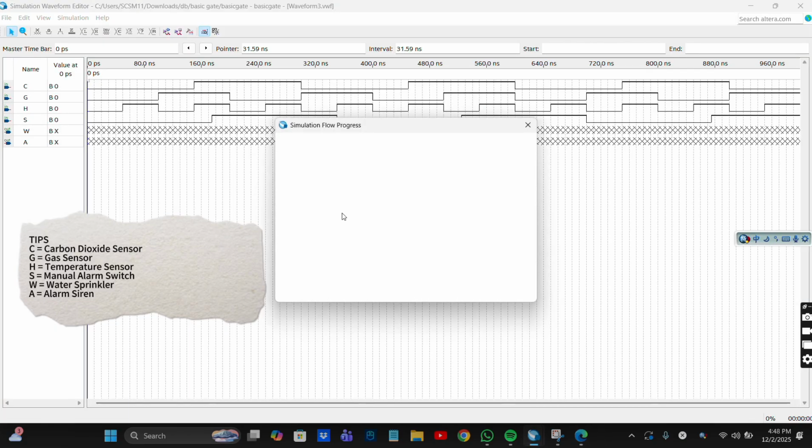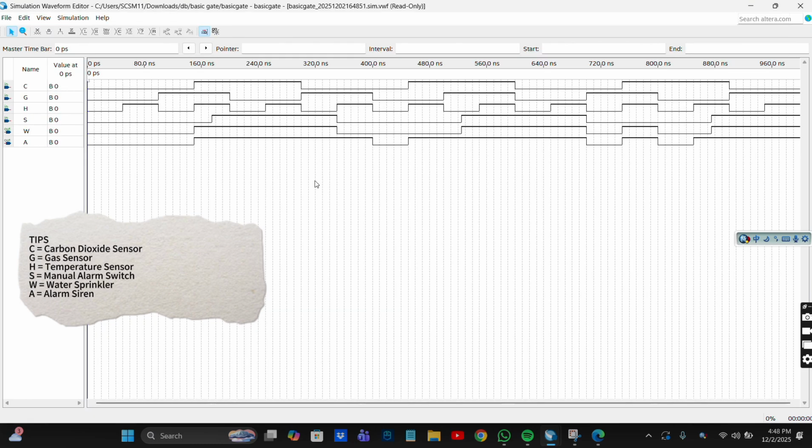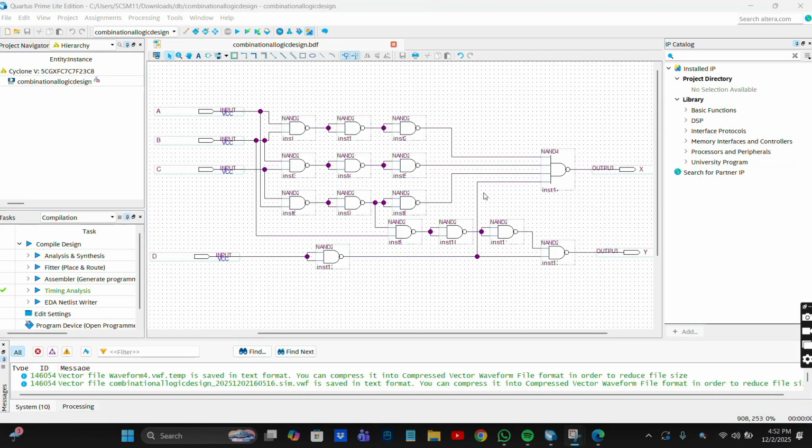As you can see, this is the result for the basic gate simulation. Here I'm showing the NAND configuration, which uses a total of 15 NAND gates. We purposely chose to implement the entire circuit using only NAND gates because NAND gates are generally faster, cheaper, and more efficient to fabricate compared to using different types of gates.